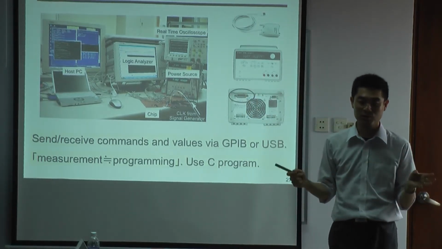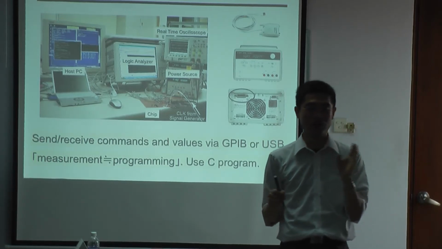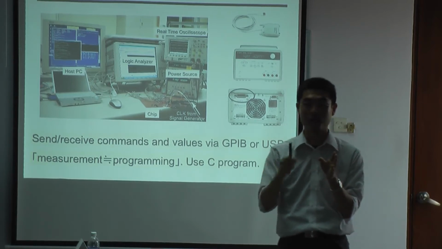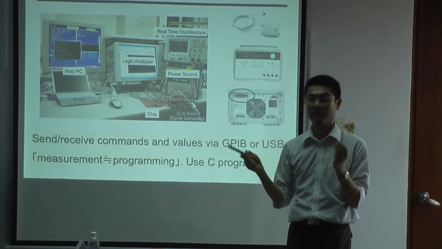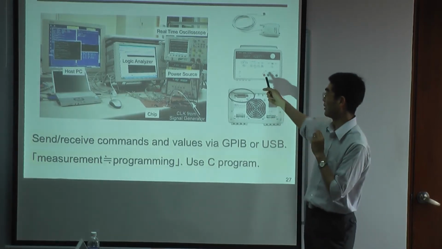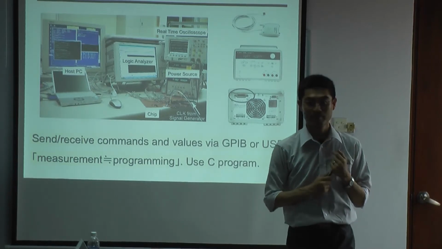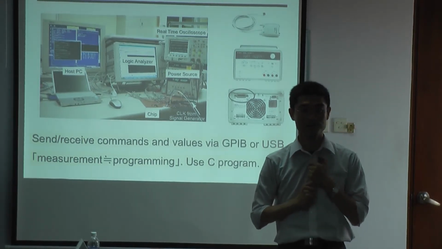So in the C program, we will have, for example, a for loop from i equal 0.5 until 1.5 with step 0.1, and sweep it and send the command to here and change the supply. And all that kind of program is written by us.